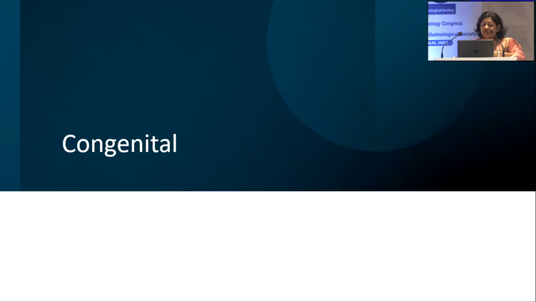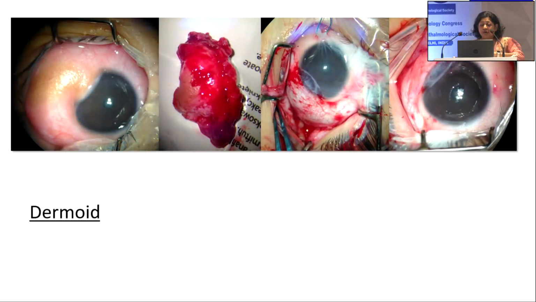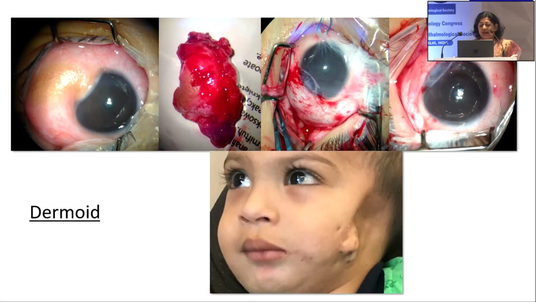Moving on to the congenital category, where we have dermoid. The main indication for dermoid is the corneal astigmatism that it causes. So if there is a significant corneal astigmatism, we would advise the patients to go ahead for an early surgical intervention. However, if it is only cosmetic, then probably they can wait a little longer to avoid GA-related complications in a younger age group. This child underwent a dermoid excision along with an amniotic membrane graft, and he was a child of Goldenhar syndrome.